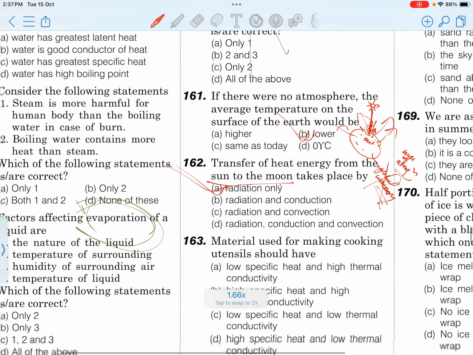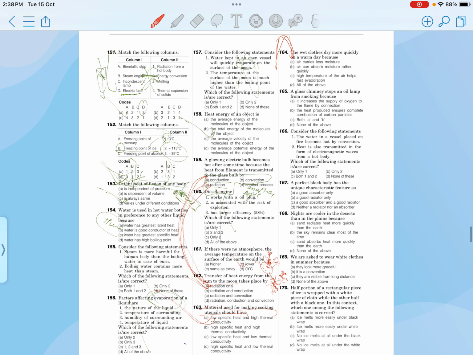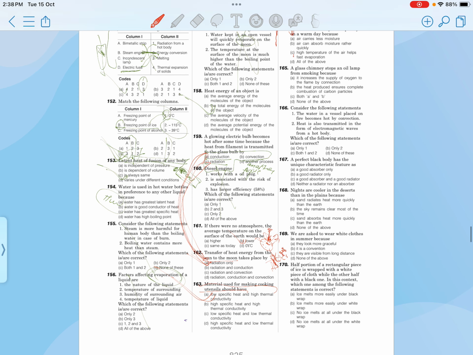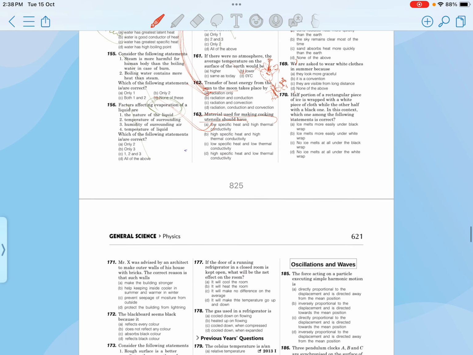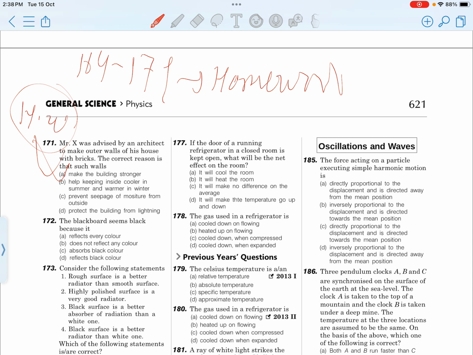Transfer of heat rays from the sun to the moon, how radiation works, is a topic we'll be discussing in later videos. I already described this material. Look here, it is already given. If you want to know in detail, you can look it up. This is homework now. Question 164 onwards are all statement questions. Look here, all the statement questions. From 164 to 171 is your homework.